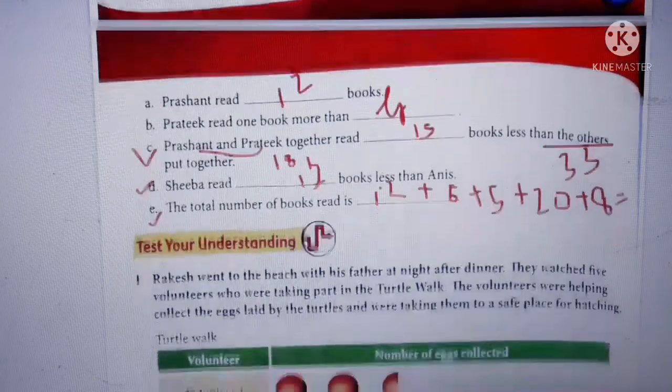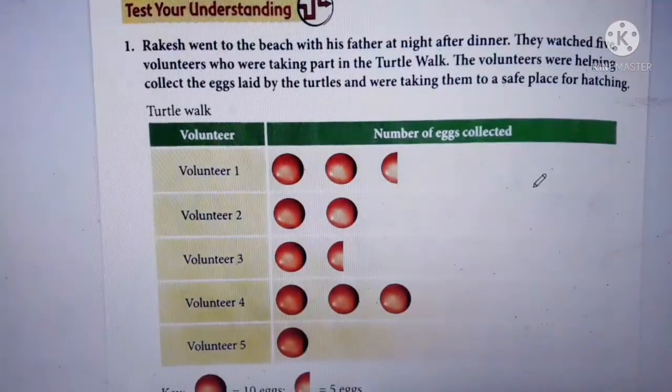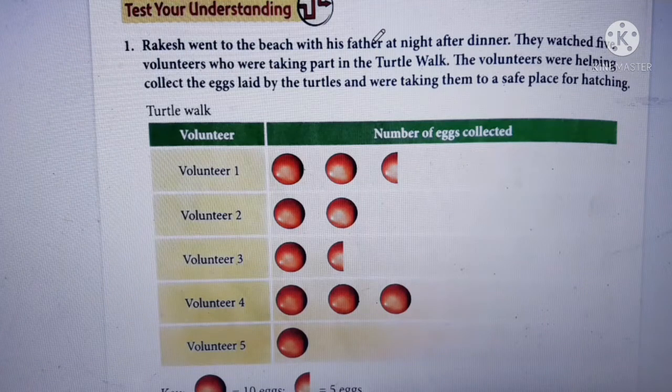Let's see the next question. Test your understanding. Rakesh went to the beach with his father at night after dinner. They watched 5 volunteers who were taking part in the turtle walk. The volunteers were helping collect the eggs laid by the turtles and were taking them to a safe place for hatching.